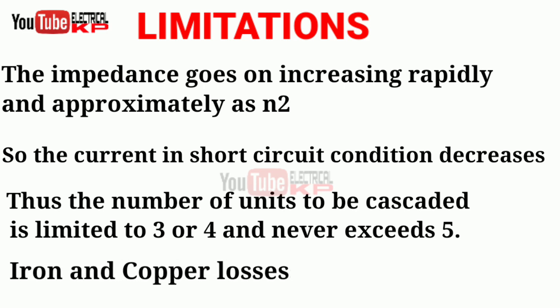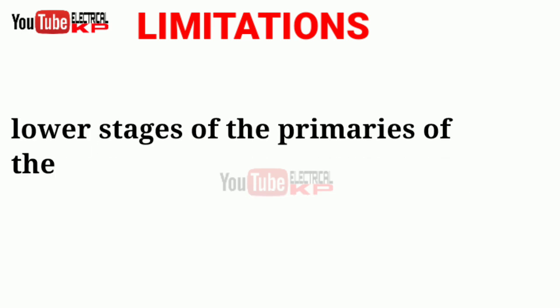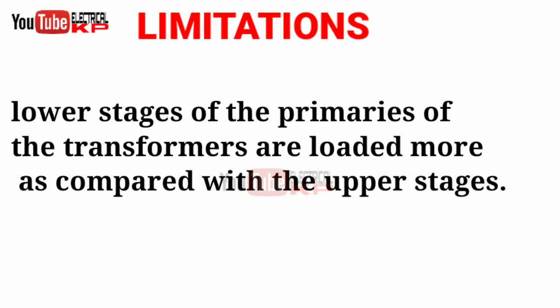Along with that, iron and copper loss is also quite high, because the first unit is supplying the iron and copper loss of all the other units in series, as the second is supplying the third, and the third is supplying the fourth unit. That's why iron and copper losses are quite high. Along with that, one more disadvantage of the cascading transformer is that the primaries of the lower stage transformers are more loaded as compared to the upper stage, because they are supplying all the primaries of the other transformers.